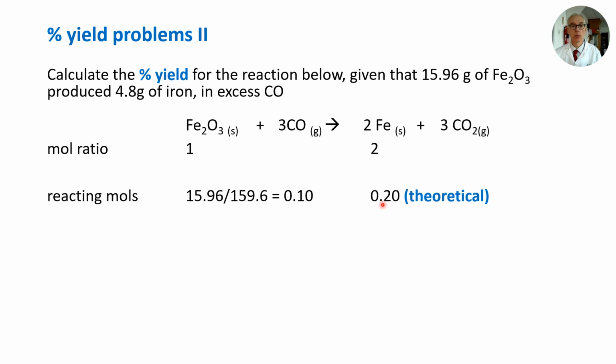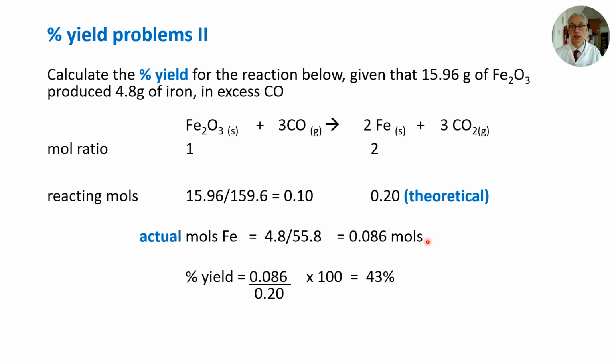But we are given a measured mass of iron that is actually produced. So the actual moles of iron uses that mass, 4.8 grams, divided by 55.8 gives us 0.086 moles. We then plug in to our percentage yield formula. Theoretical, 0.2. Actual 0.086 times 100 comes to 43%.